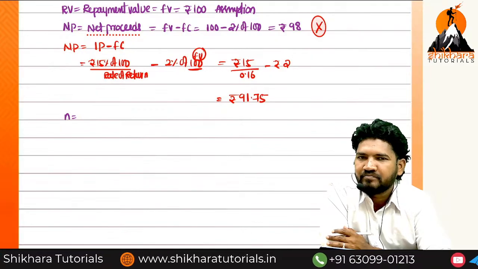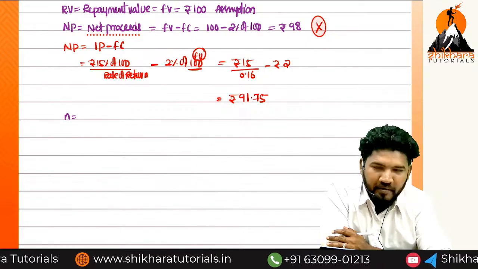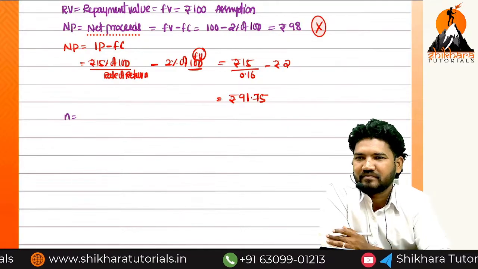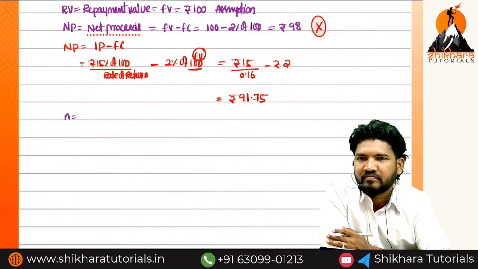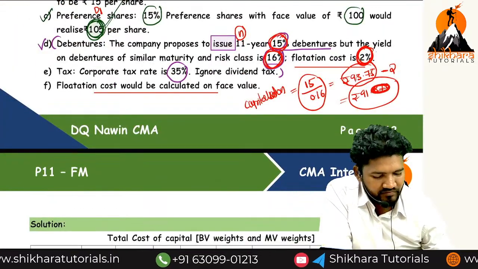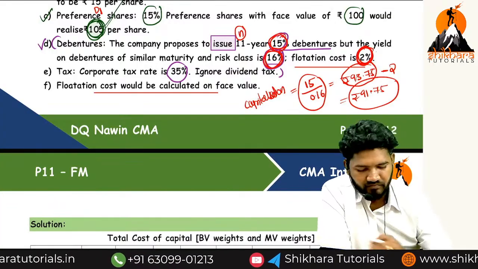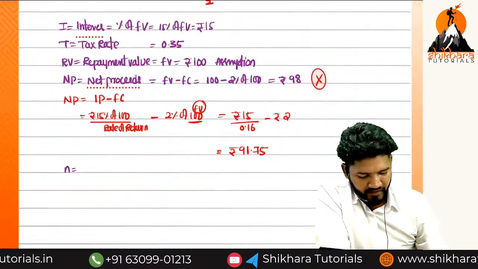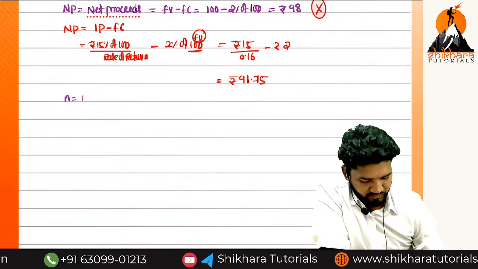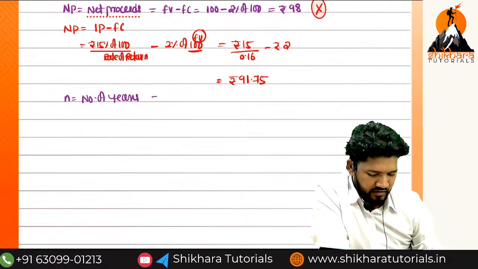Clear? If you apply percentage on issue price, the underwriter will get a lower commission. I think here also the same logic you followed. 91.75. Okay, then fine. N equals number of years. How many years? 11 years.